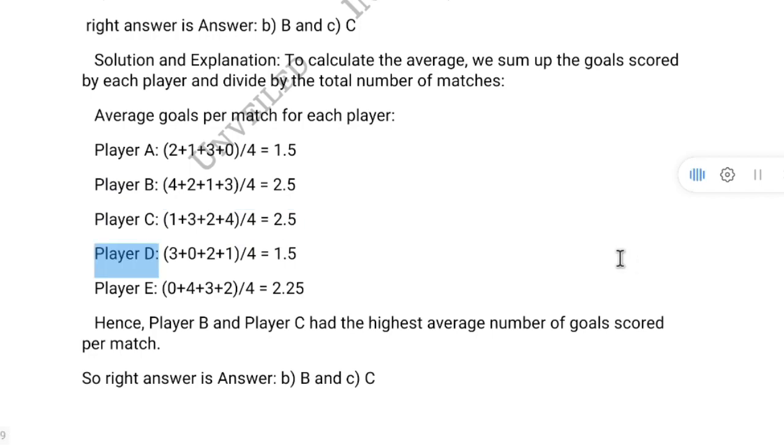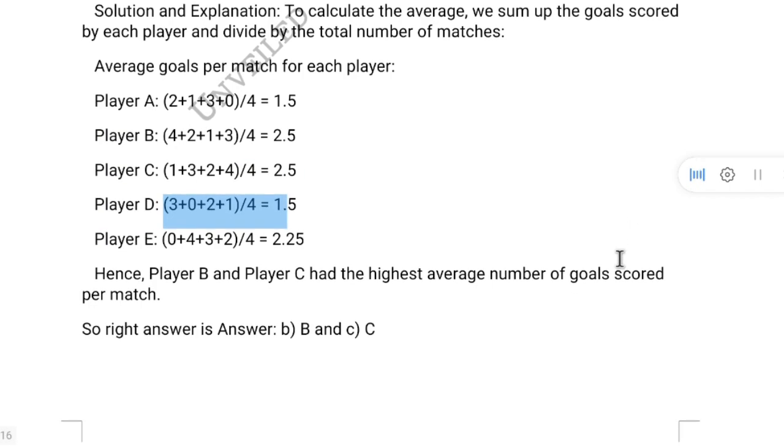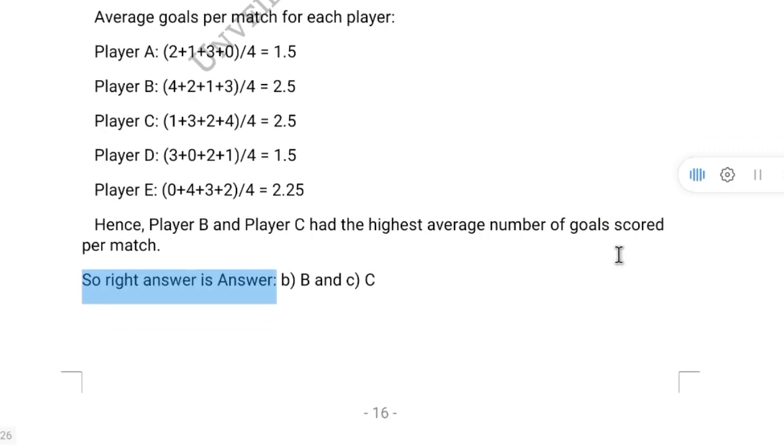Player D: 3 plus 0 plus 2 plus 1, divided by 4, equals 1.5. Player E: 0 plus 4 plus 3 plus 2, divided by 4, equals 2.25. Hence, player B and player C had the highest average number of goals scored per match. So right answer is B and C.